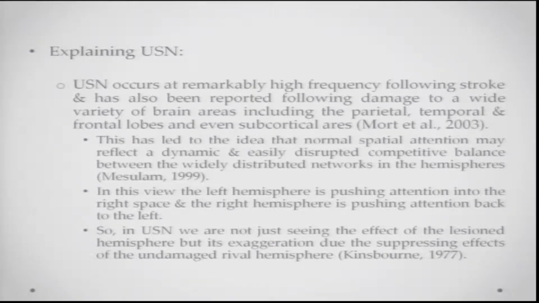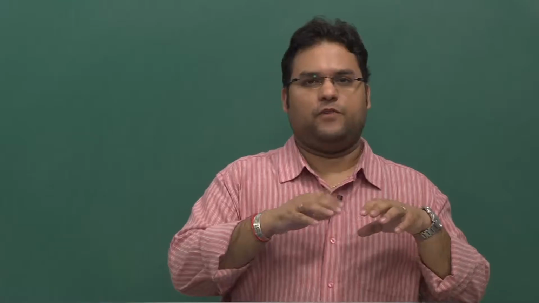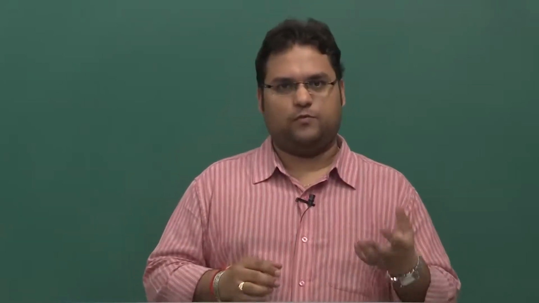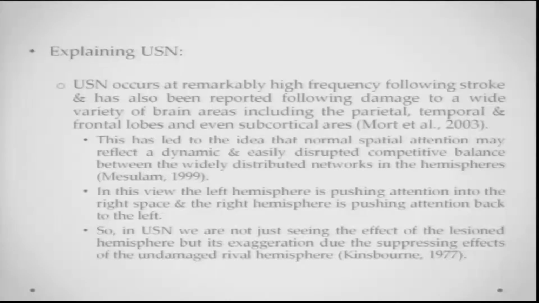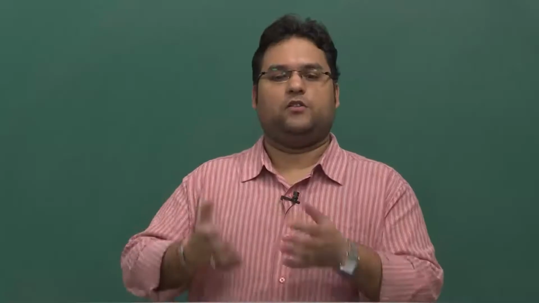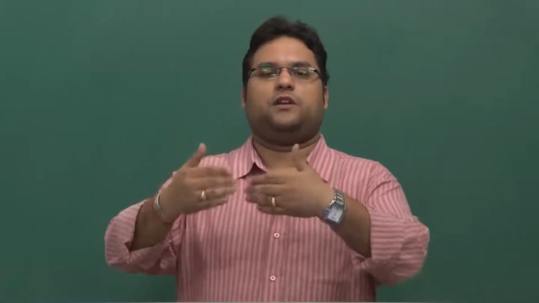So, it says that all of these areas of visual processing, perceptual processing and memory are competing within the two hemispheres. In this view, the left hemisphere is pushing attention towards the right space, whereas the right hemisphere is pushing attention towards the left space, and in a normal individual this is balanced so that you get to attend both the spaces.